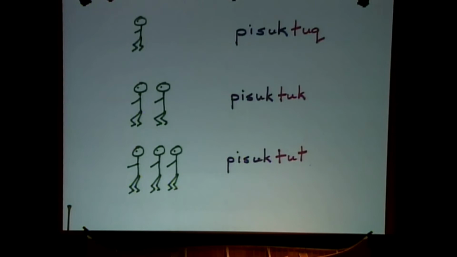Here's how it works with a verb. Same way. Pishuk is a stem, meaning walking. And if you say pishuk all on its own, it doesn't mean anything. It's got to have an ending on it to contextualize it. So pishuktok, he is walking. Pishuktuk, they are walking, but two people, not plural. Pishuktut, they are walking, three or more people.